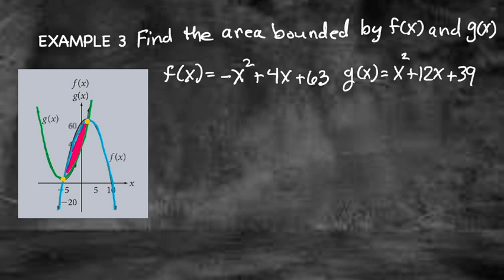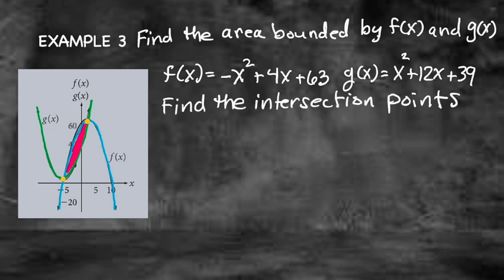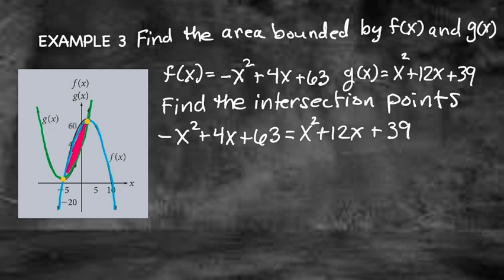Now, we don't know what these points are here that I highlighted in yellow, because we need to know what those are, where those intersection points are, because that's the interval that we need to integrate over. So first we need to find those intersection points. So what we need to do is set those two functions equal to each other and then solve for x.